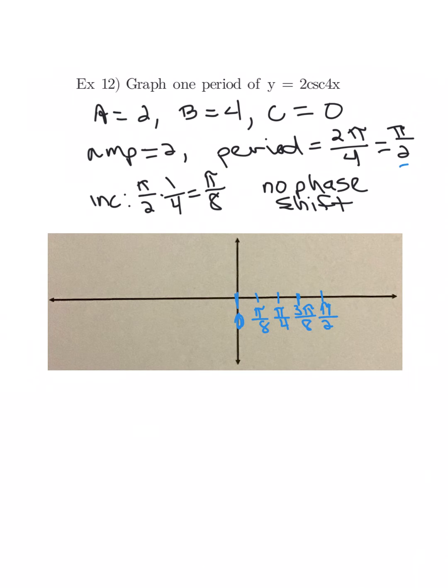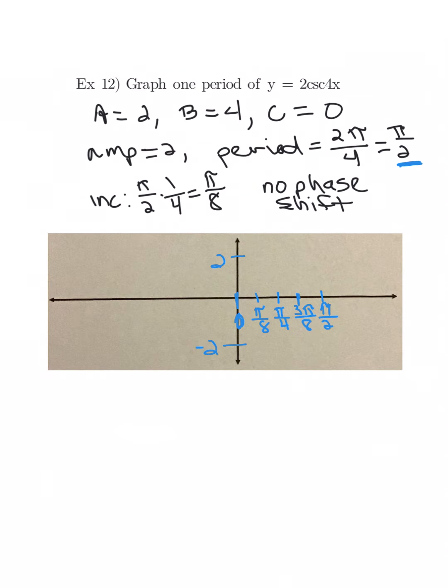Our period length was supposed to be pi over 2. Where did we finish our 5th mark? At pi over 2. So we're good. Our amplitude is 2. So our vertical labels will be 2 and -2.